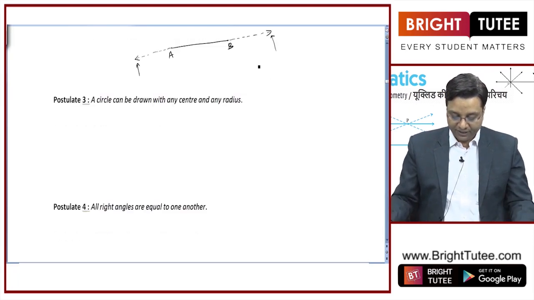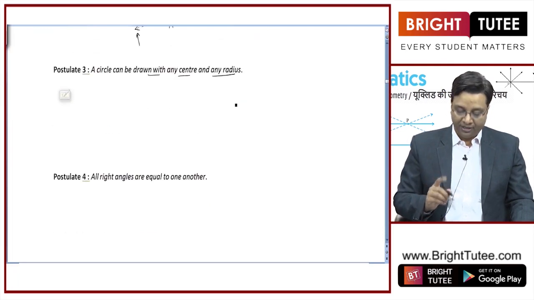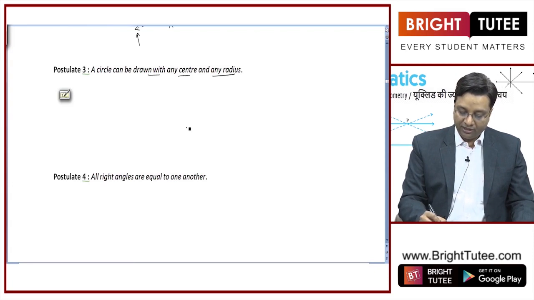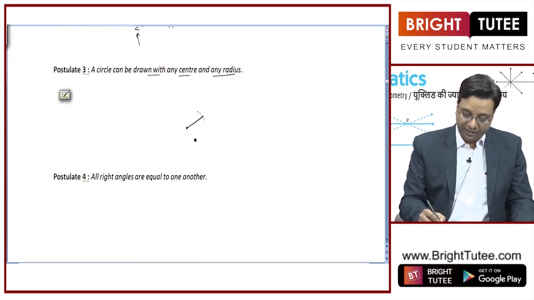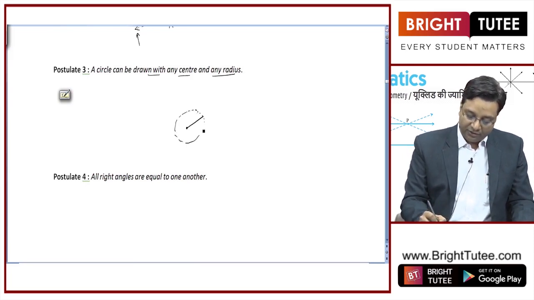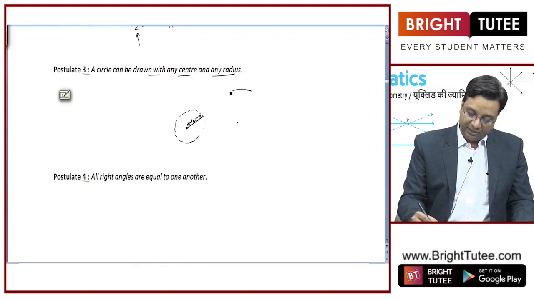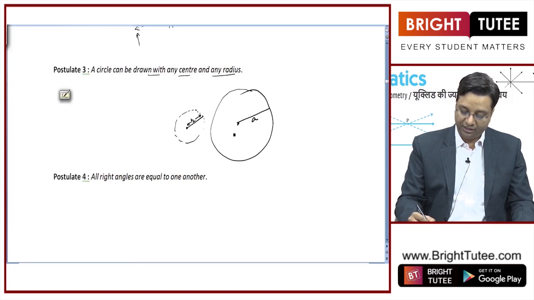So I have used these arrowheads. Okay. A circle can be drawn with any center and any radius. So if you have got a center, right, you can draw a circle with any radius. What is a circle? It is a collection of points which are equidistant from a fixed point. Let us say this is the center, which is a fixed point in this case, and this is a collection of points which are r distance away from this point. Or you can take any other point and then a collection of points which are a distance away from this point, which is the center.